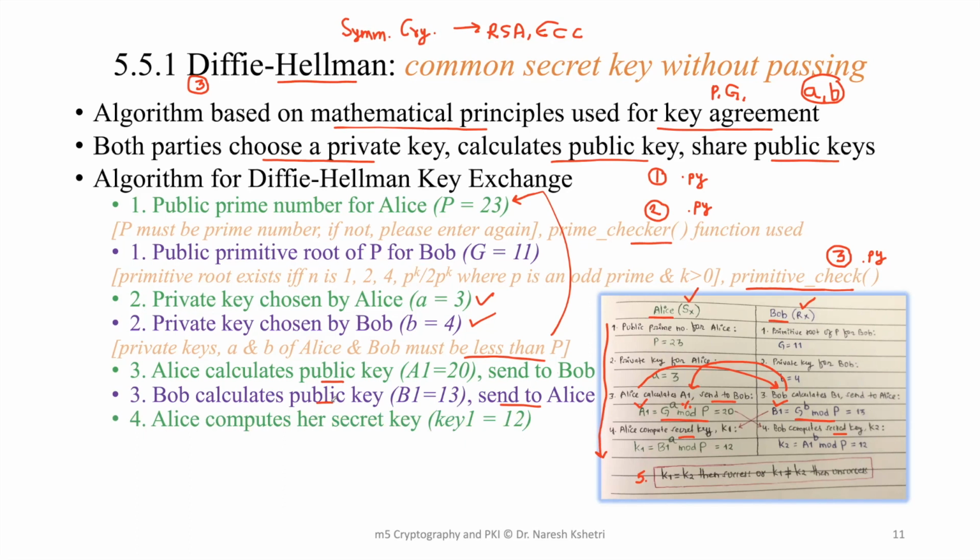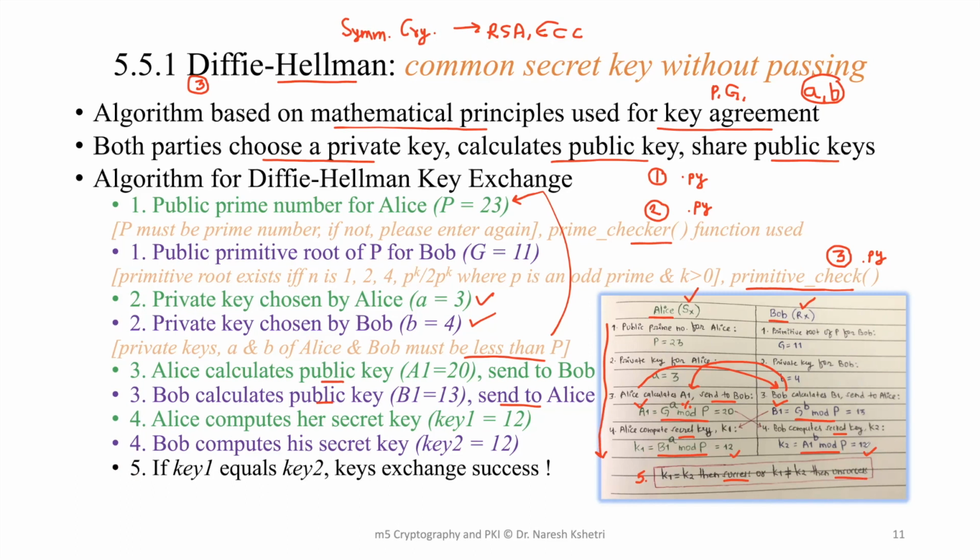Now Alice computes her secret key, gets key 1 equal to 12, and Bob computes the secret key 2 equal to 12. So how? B1 raised to the power a modulus P and A1 raised to the power b modulus P, when you get the result, you get exactly the same number. That means whenever K1 is equal to K2, then the key exchange is a success. Otherwise, if both numbers are not equal, the key exchange is unsuccessful.